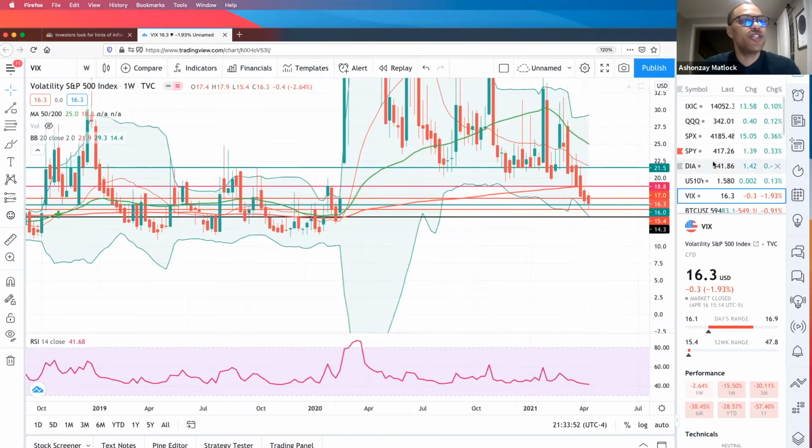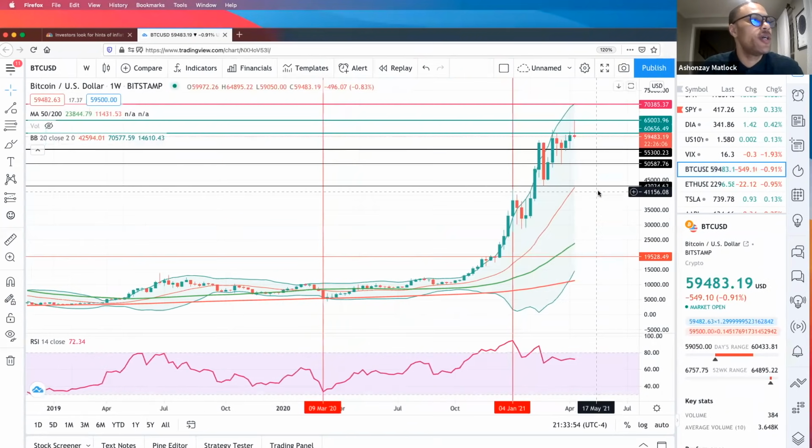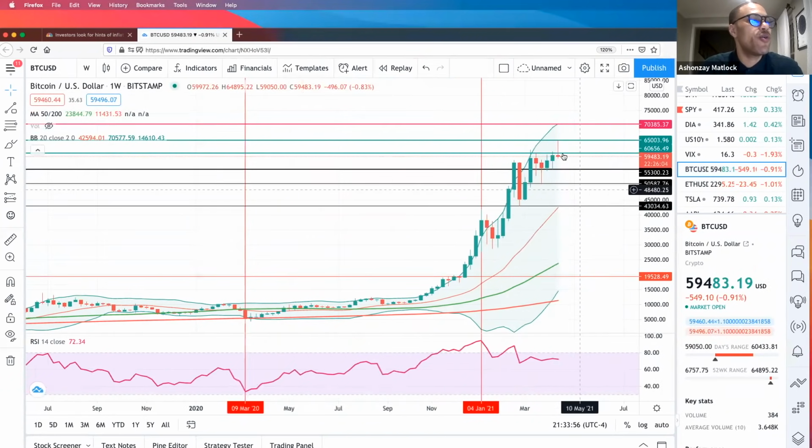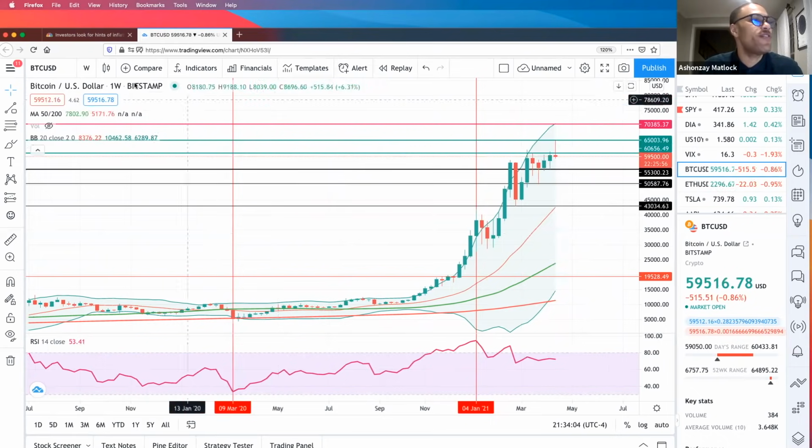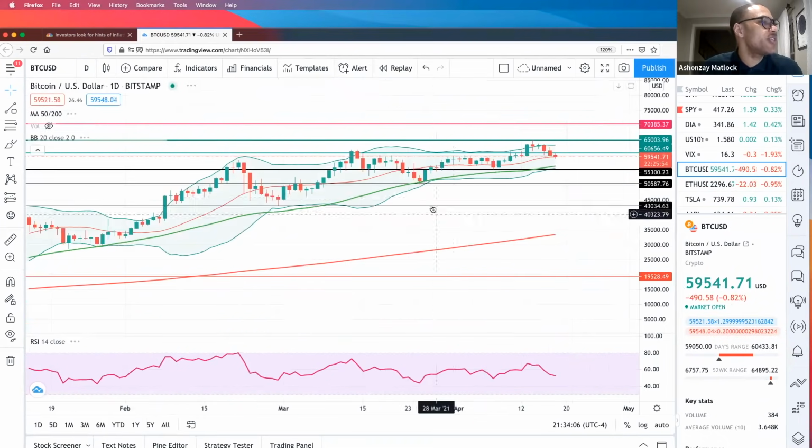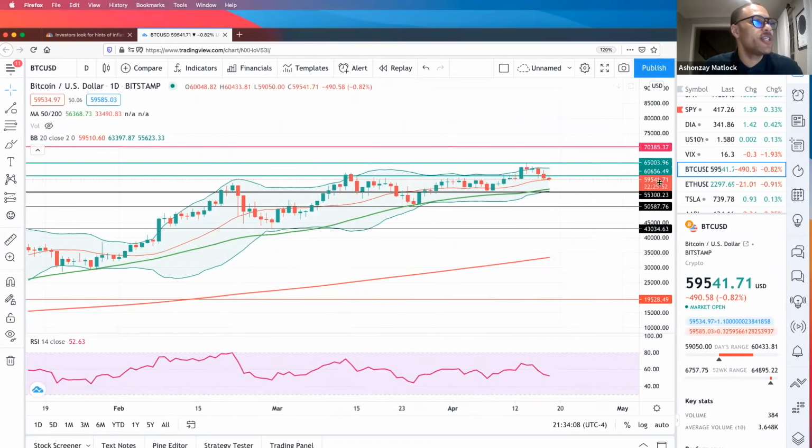So let's get into Bitcoin. Bitcoin, it did what we thought it would do. It closed above 60 and then it went up to 65. As you can see, currently right now we're at 59,500, but let's actually take this down to a daily and really see what's going on here.